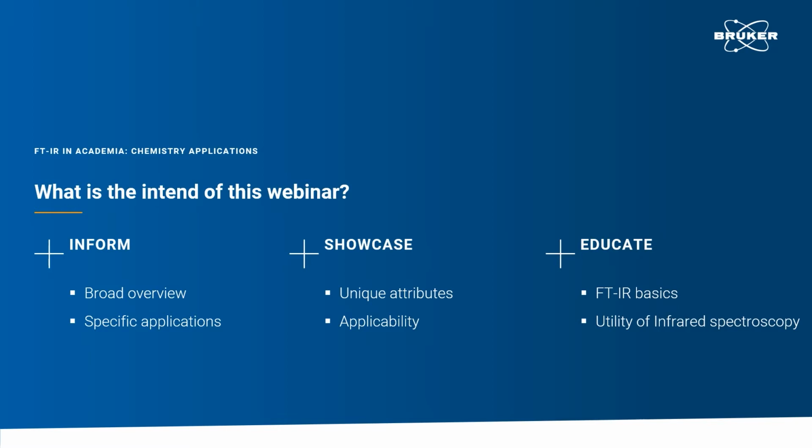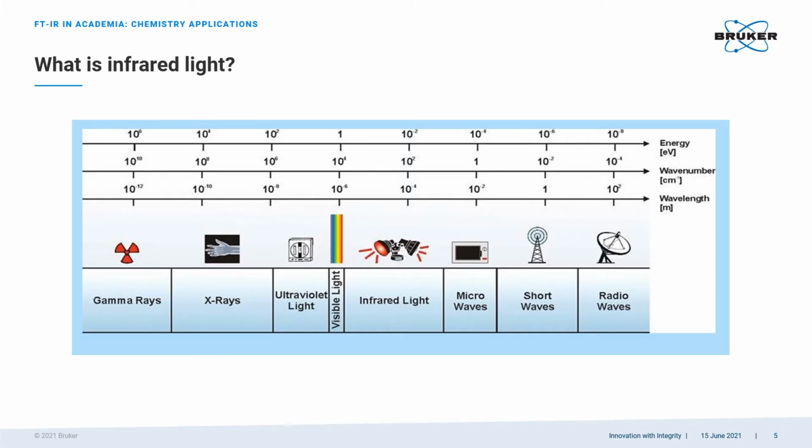Let's start with the basics and answer the most important questions to understand the principle of IR spectroscopy. Well, what is infrared light? Infrared light is a specific part of the electromagnetic spectrum just between visible light and microwaves. To be exact, it covers the wavelength range from 0.78 to 1000 micrometers.